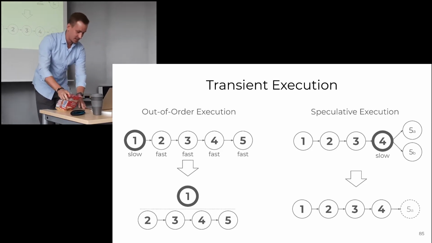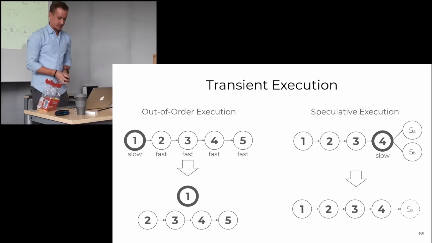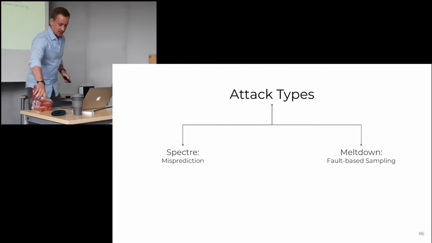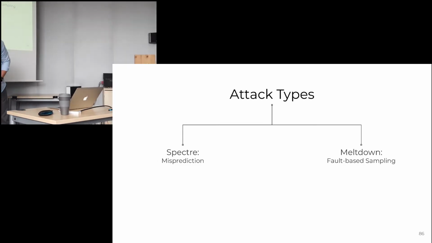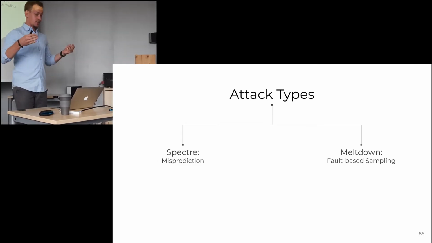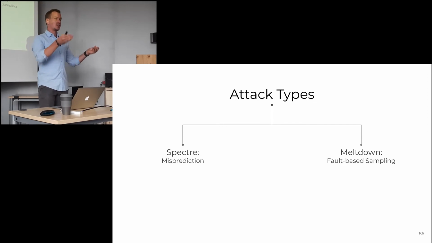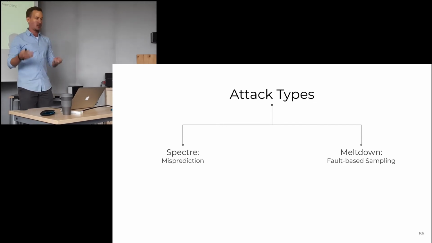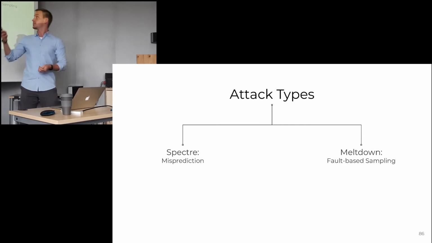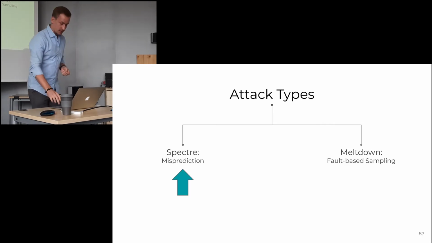Anyway, so that's the idea of speculative execution. To see how it works in reality, in practice, basically we have these two optimizations, out-of-order execution and speculative execution, and accordingly we have two types of attack, Spectre and Meltdown. Let's begin with Spectre.